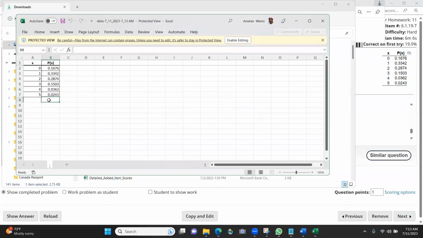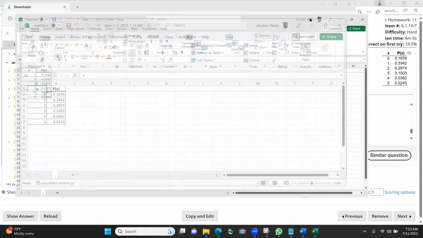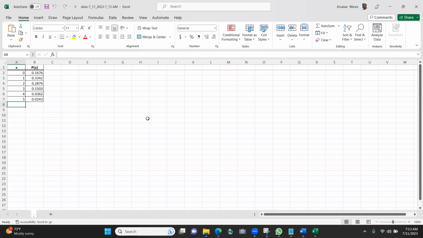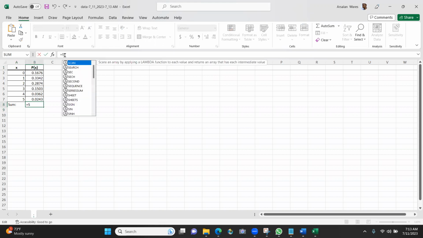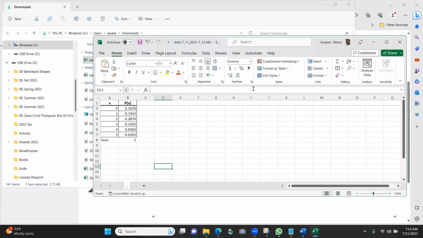Now, the first thing I'm going to do is check that my probabilities add up to 1. And it's a problem from your text, so I'm sure it does. 1. Good. Now, what else do they want us to do? Let's find out.